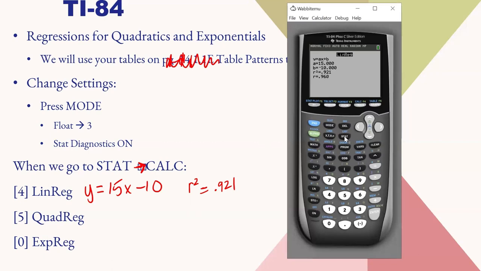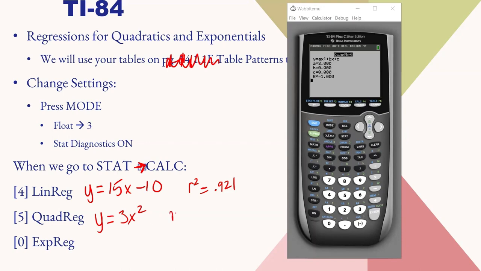So we're going to repeat the steps again. We're going to go stat, calc. This time we're going down to quad, which is 5. I'm going to run the calculation. I'll hit calculate. And it says our equation is y equals ax squared plus bx plus c. So y equals, well, what's my a? What's my b? And what's my c? Is there any point of writing them? No.